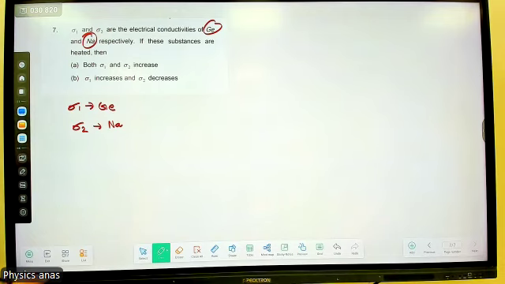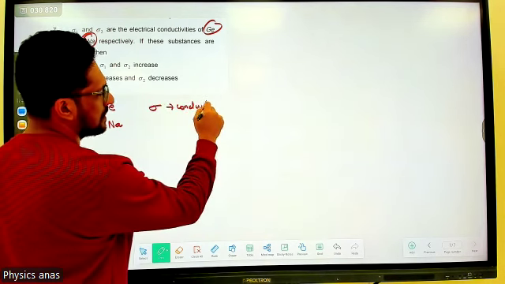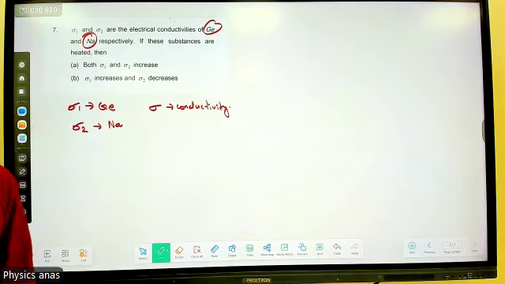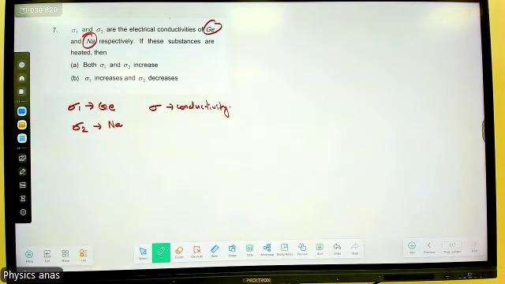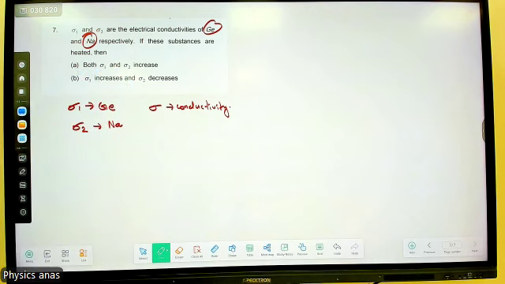What is sigma? Conductivity. Temperature increases. Heated. Temperature increases. Are both of them decreasing? No. So maybe increasing and then... Yeah.